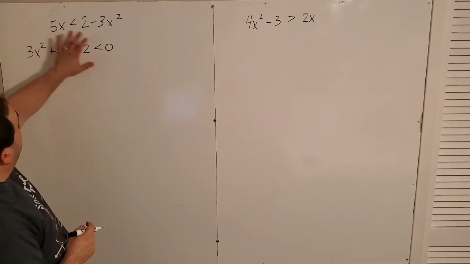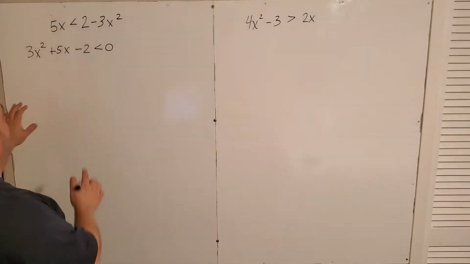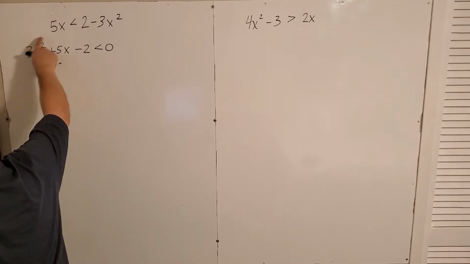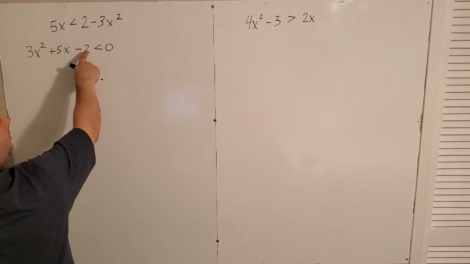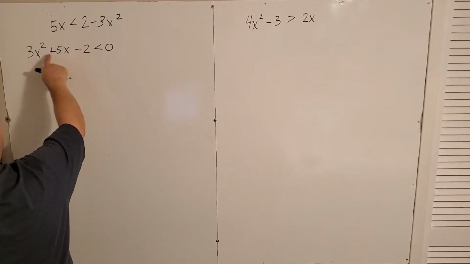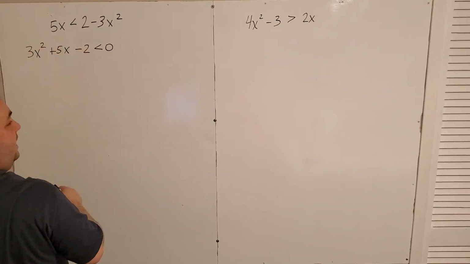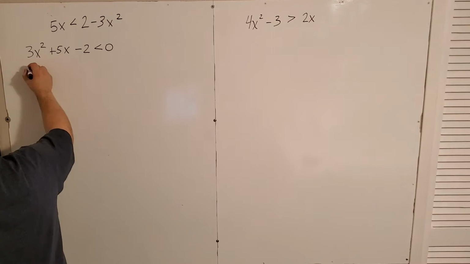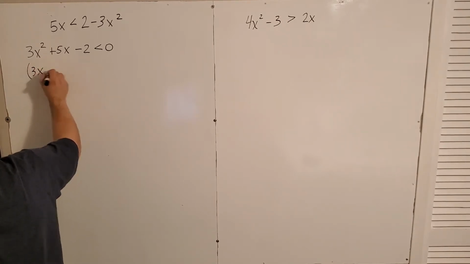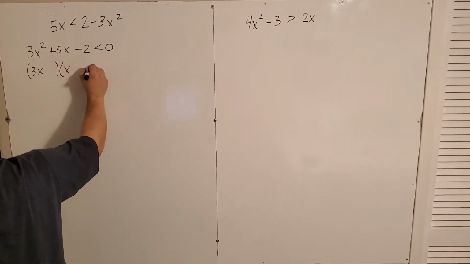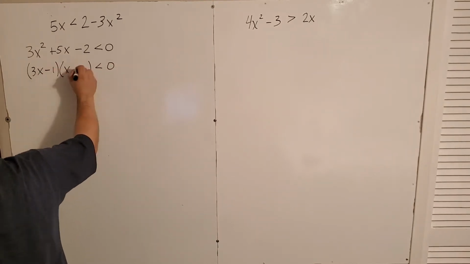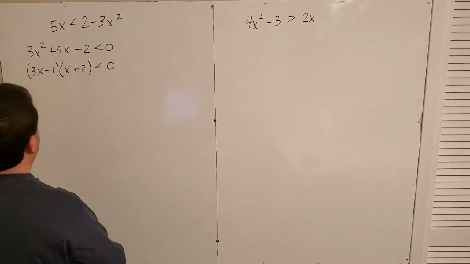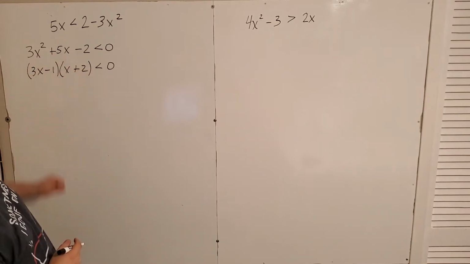Okay, from here, factor if possible. And you notice if you multiply using the AC method, 3 times negative 2 is negative 6. There are actually two numbers that add to 5 and multiply to negative 6. So that means this is factorable: negative 1 and positive 2. Okay, so I've got my factorization.